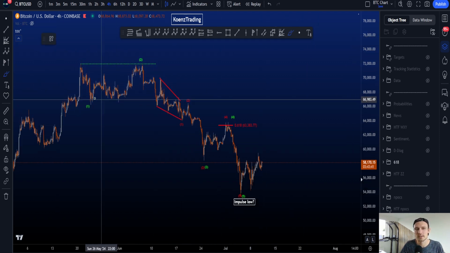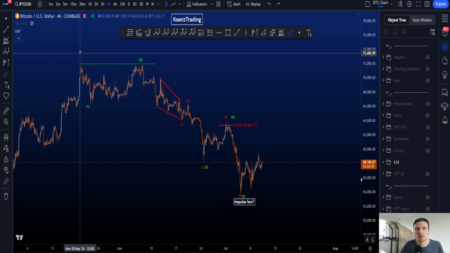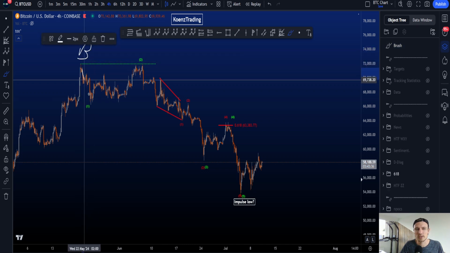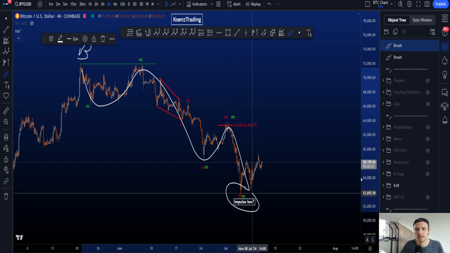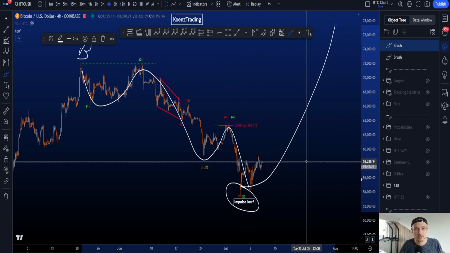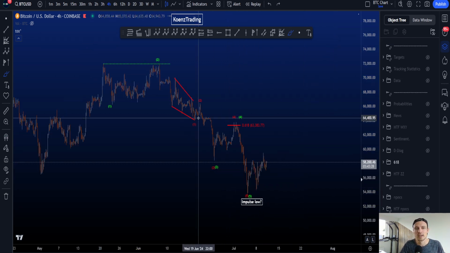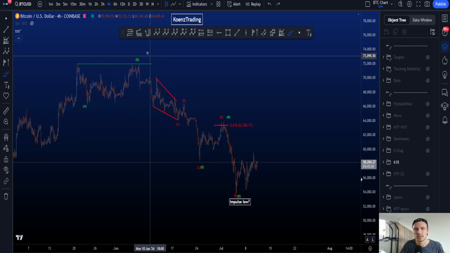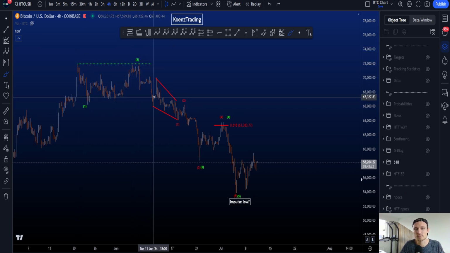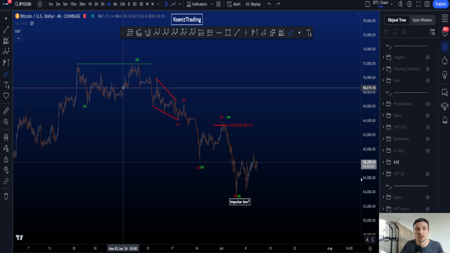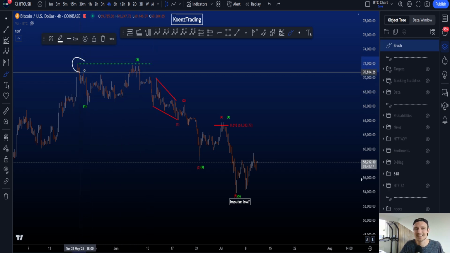Then we have the green count. This is the end of your bigger wave B, and you count a wave 1, 2, 3, 4, 5 to end the impulse at the low. Look for continuation to the upside. Now on most of the charts, this wave 2 took the high of your wave 1. There's only a few charts, which actually includes this one, where wave 2 did not take the high of 1.